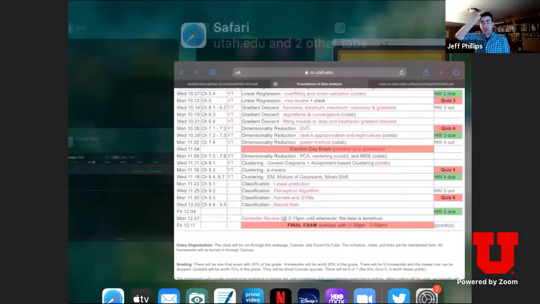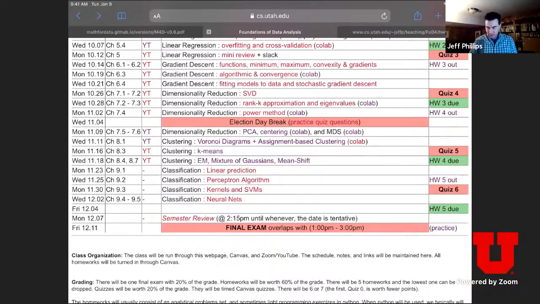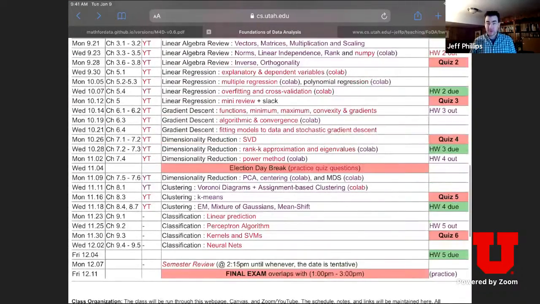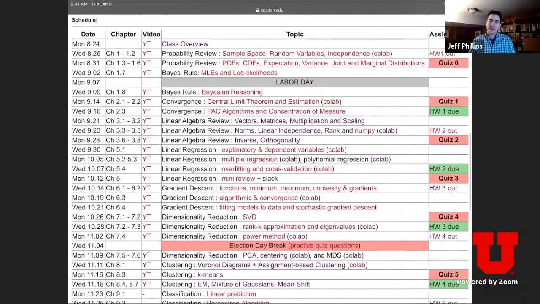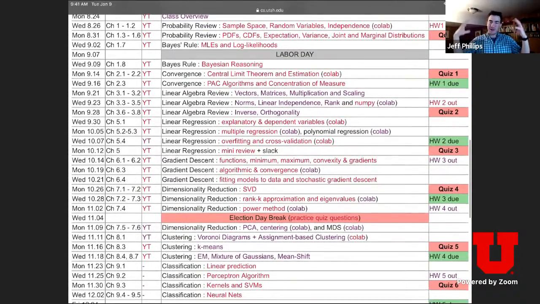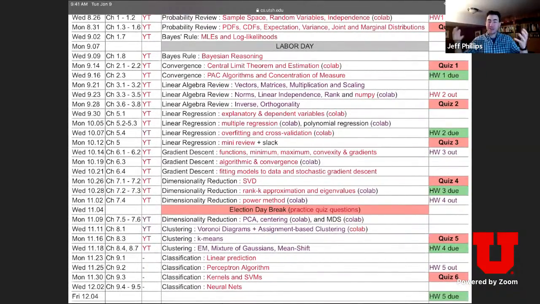So let's just quickly look at the schedule. Boy, we've covered a lot of material so far. I think it's been pretty cool, all the way from basic probability and linear algebra and how to think about data analysis in a probabilistic way, think about data as vectors and matrices, to linear regression, gradient descent, which we'll see again in this section, dimensionality reduction, clustering. We're finally at classification, right?